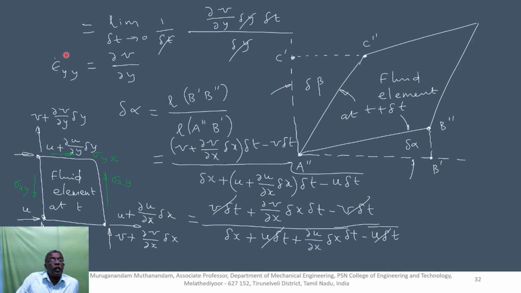So this epsilon dot xx and epsilon dot yy are the rates of strain due to the translation and deformation of the fluid particle. Then we also have fluid motion which has a rotational motion. Initially the fluid element is horizontal, square in shape. Upon rotation it becomes a rhomboidal shape.